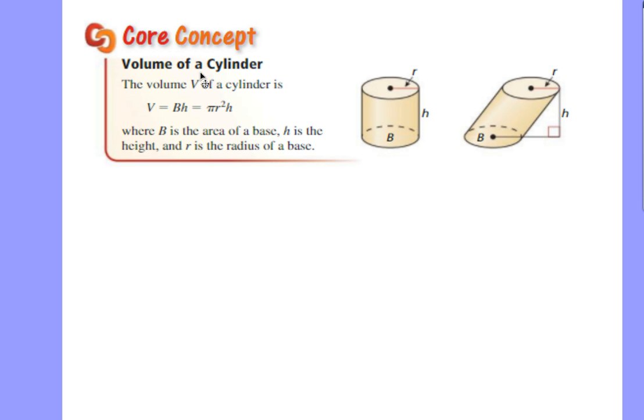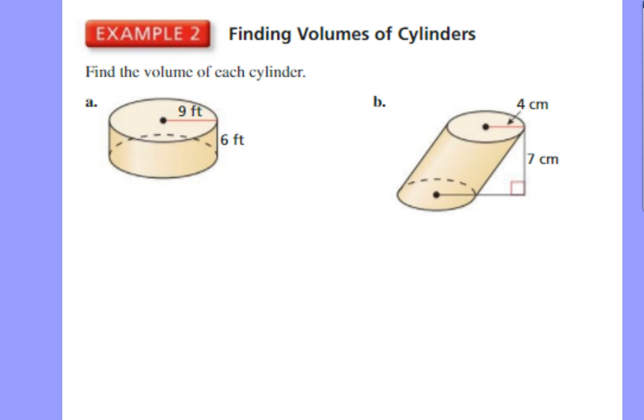Well, keep in mind, the volume of a prism was big B times H. So is a cylinder. But what is big B now? Big B, the area of the base, is now going to be the area of a circle, pi r squared. So it's the area of a circle times the height of the entire cylinder.